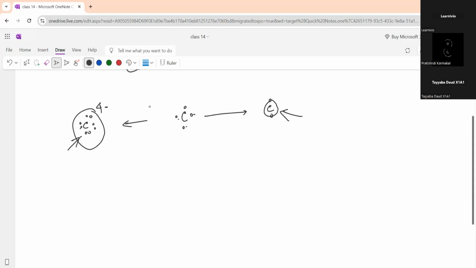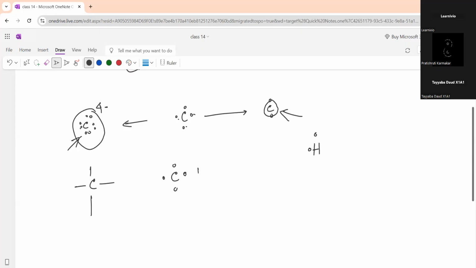Then what option is left for carbon? The option left for carbon is making 4 covalent bonds. Carbon has 4 electrons in the outer shell. And how many electrons does hydrogen have? One. Hydrogen needs 2 electrons to get stabilized, because hydrogen is so small, it doesn't need 8 electrons. It needs 2 electrons to get stable.